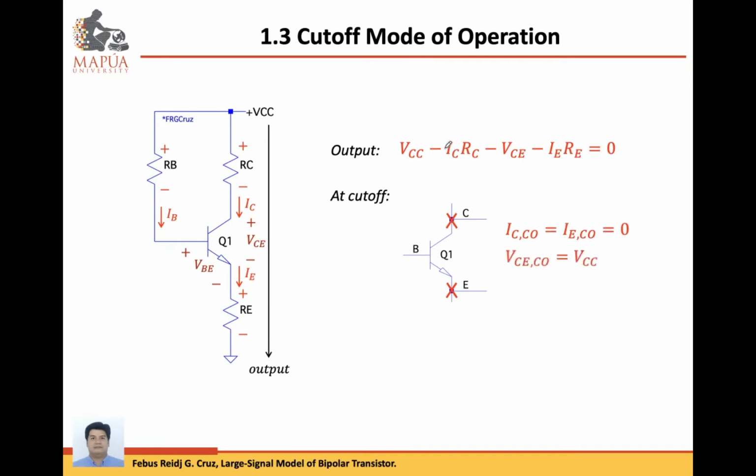And if you substitute IC equal to zero, emitter current also equal to zero, then VCE during cutoff equals VCC. So that would be the voltage drop between the collector and the emitter. Okay? Can you follow? Please confirm. Yes po, sir. Okay, thank you. Let's continue.